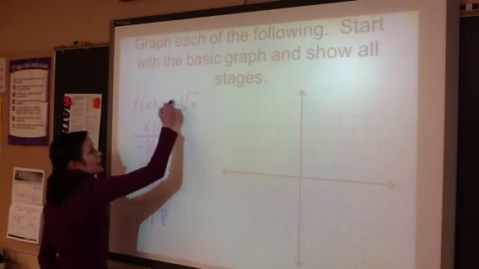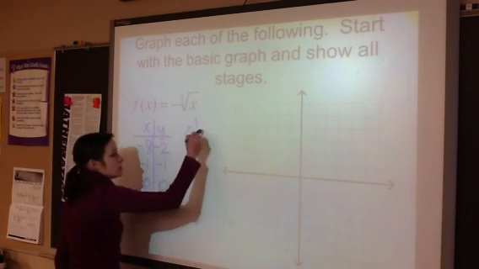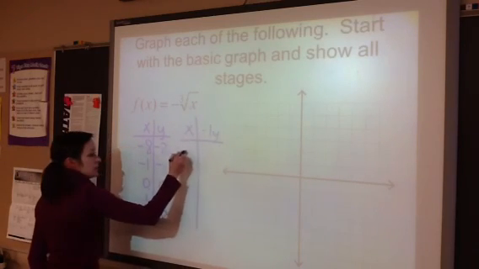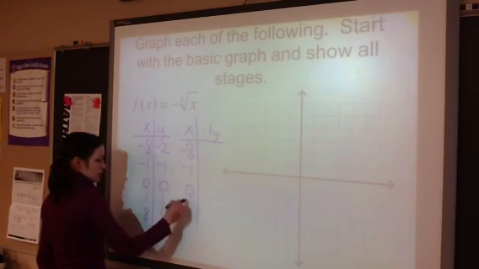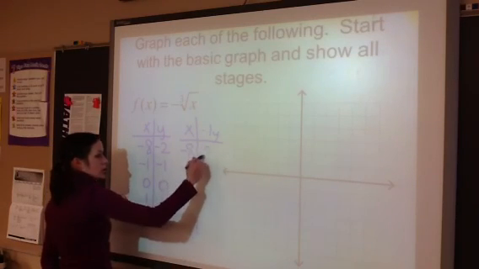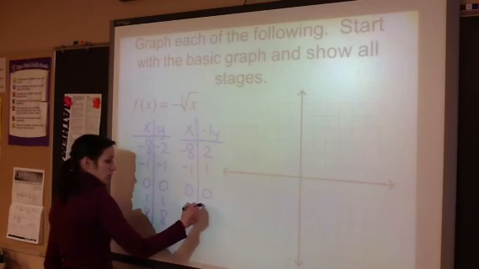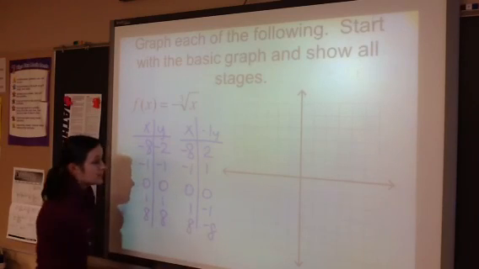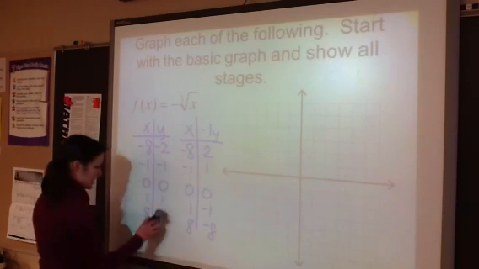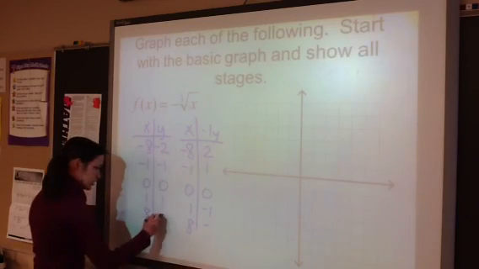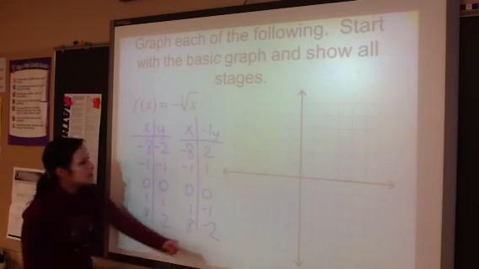So the negative being out in front affects the y. So we multiply y by negative 1. We've got negative 8, negative 1, 0, 1, 8. These change to 2, 1, 0, negative 1, negative 2. That should not be 8, that should be 2. Alright, so we go and graph.